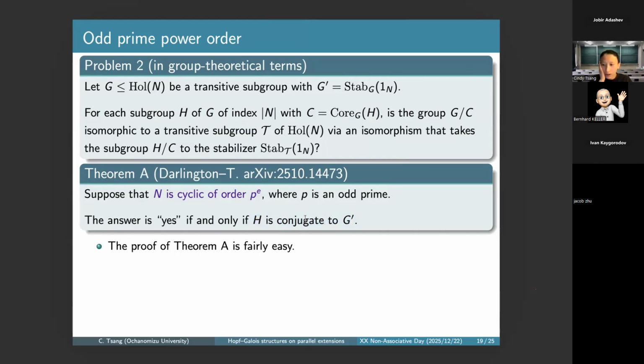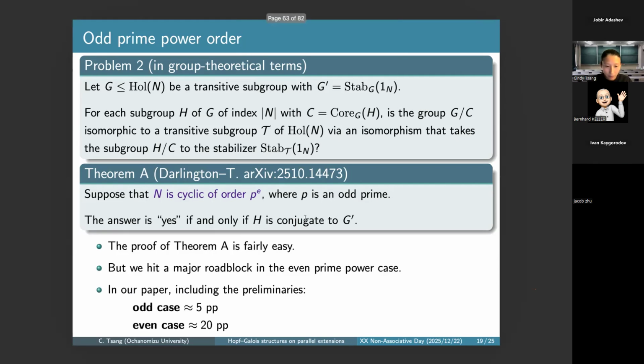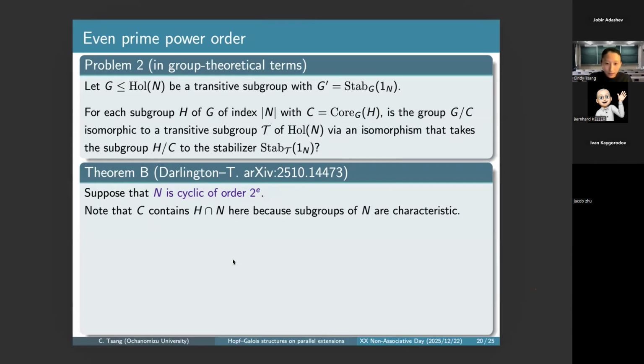The proof is actually quite easy. We figured it out in a couple of days, and we thought, okay, we can do this. And then when we moved on to the even power case, we hit a major roadblock. It got really difficult. If you look at our paper, the odd case is roughly maybe only 5 pages, and then the even case took 20 pages to prove. So most of our work was on the even case. So for the even case, let me first give you the statement.